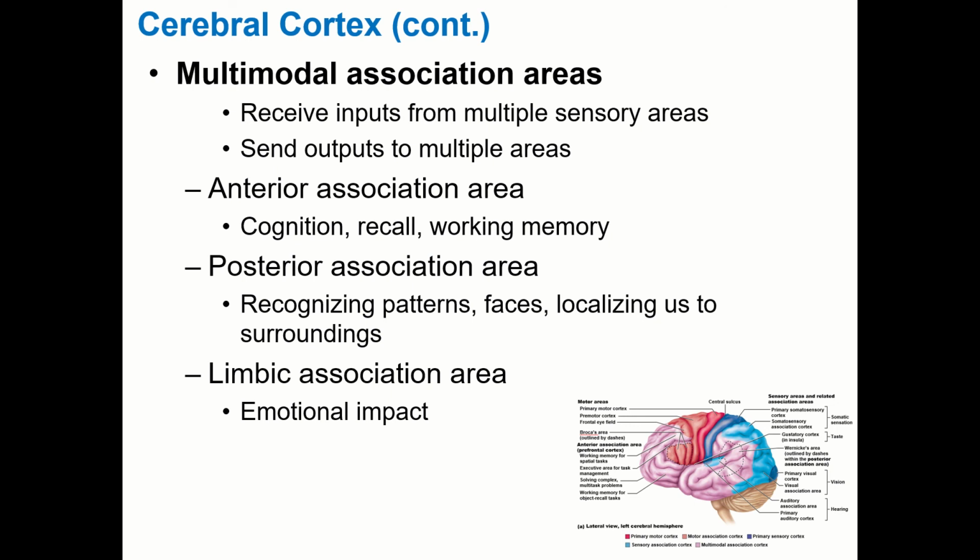All right. So, again, he can use the multimodal areas to identify it, but he can't use just the isolated visual association area to identify that comb. So multimodal areas obviously use multiple different parts of the brain. You can see there they receive inputs from multiple sensory areas, and they send outputs to multiple areas.